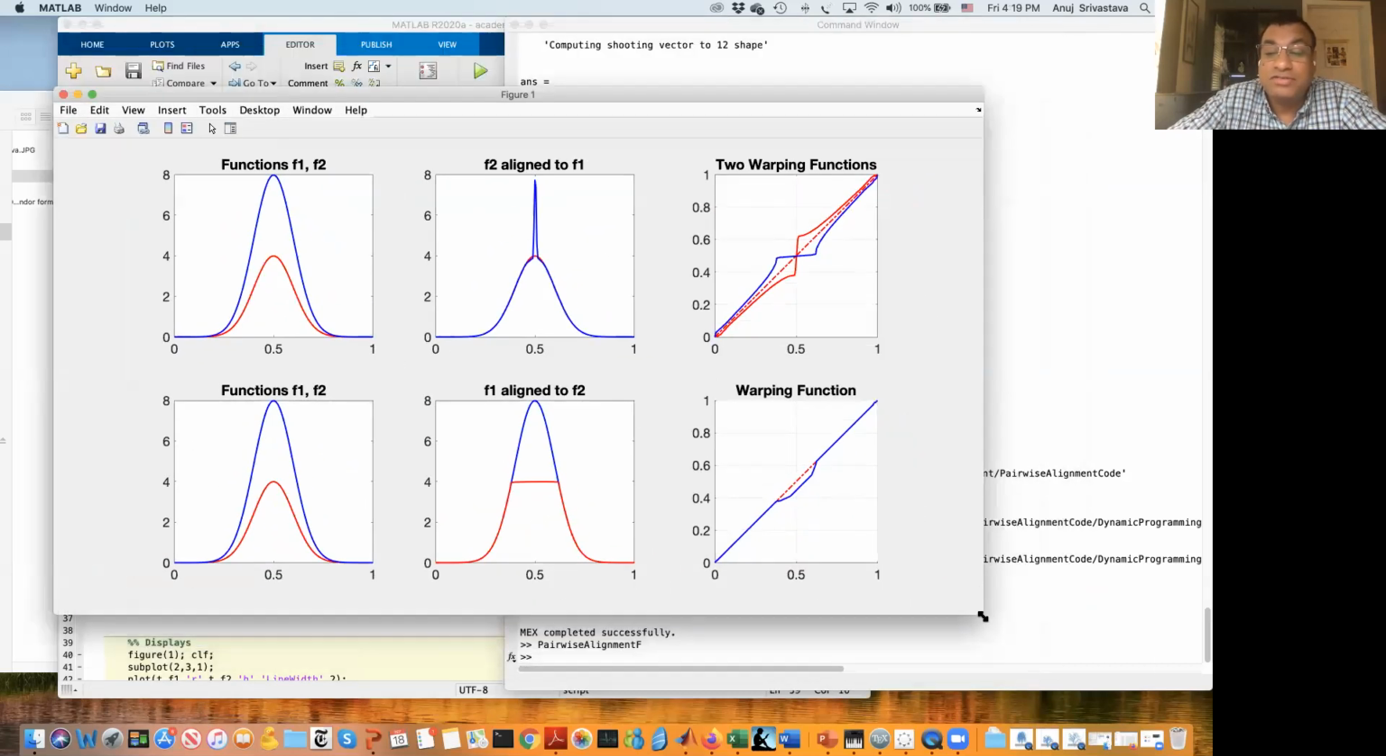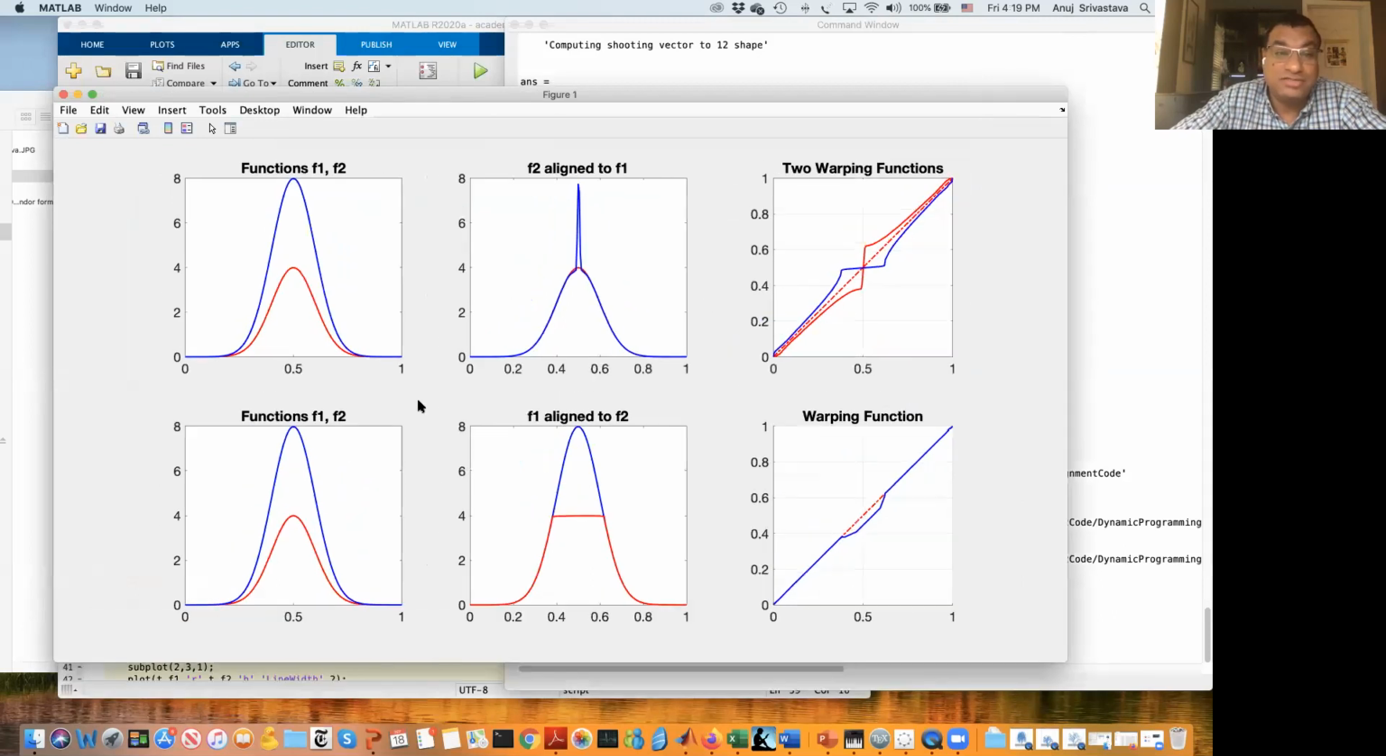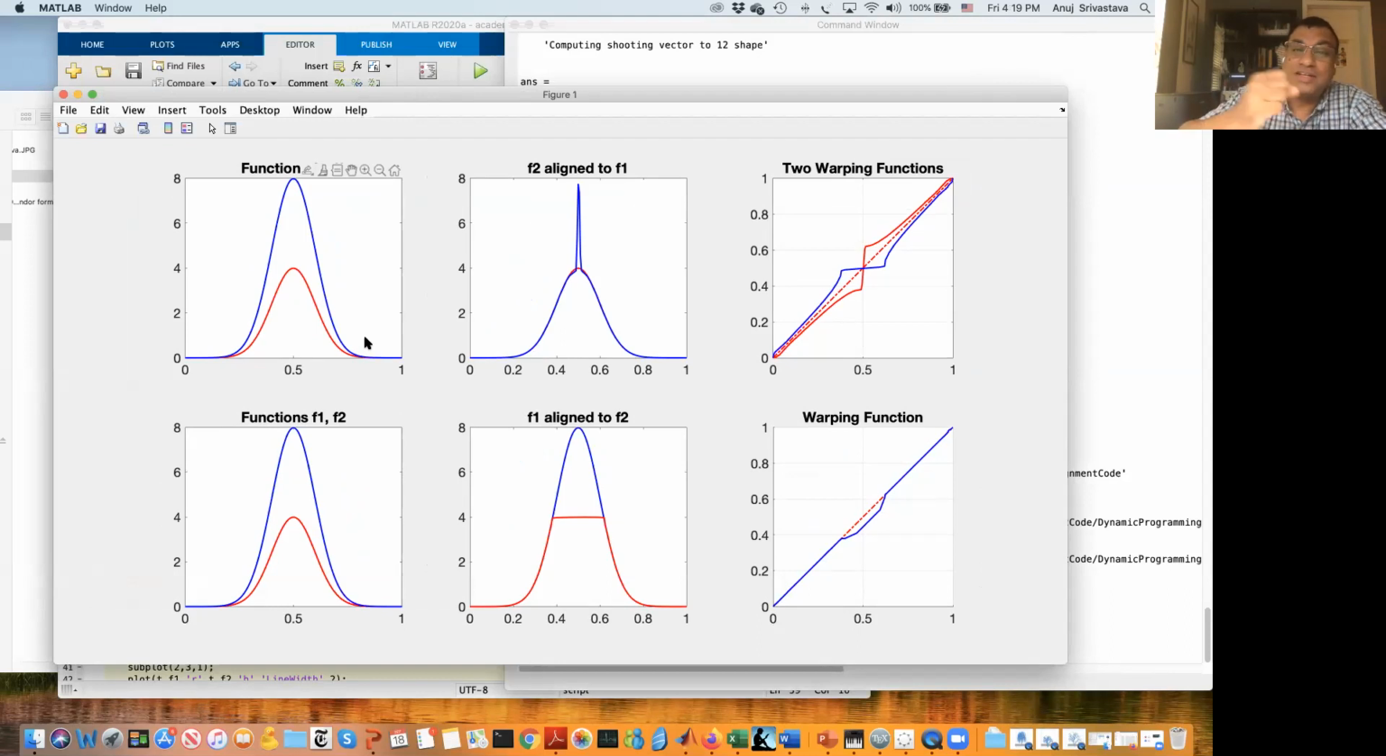On the top left, I'm showing the two functions, f1 and f2. And in fact, these functions are very nice in the sense that f2 is just a multiple of f1. It's just twice f1. I wanted to show this example in a very simple simulated setting. And whenever you have a function which is just a constant multiple of another function, the functions are already perfectly aligned. One should not do anything to it. But if I use the L2 norm to align it, this is what it does.